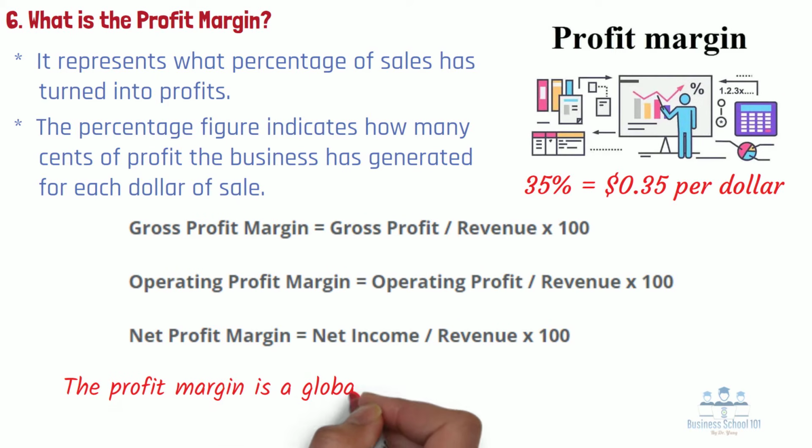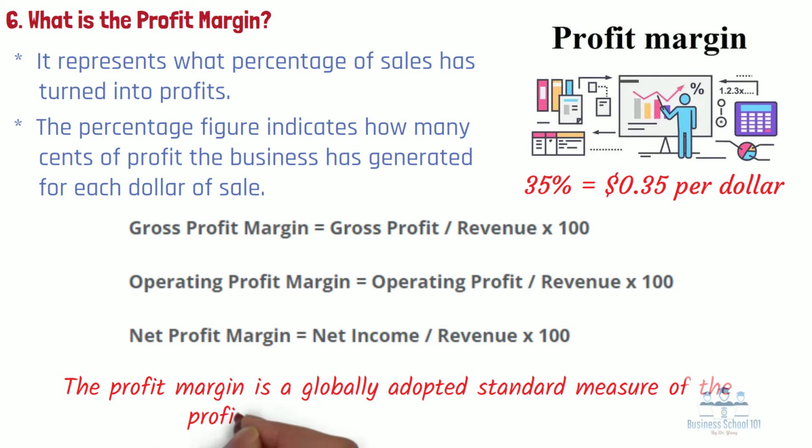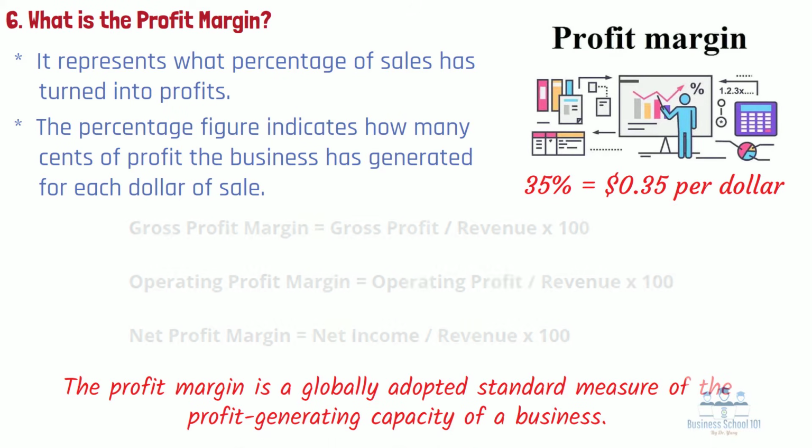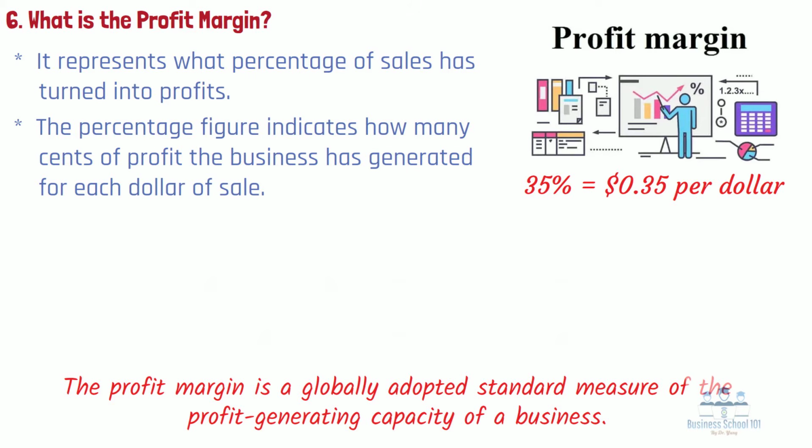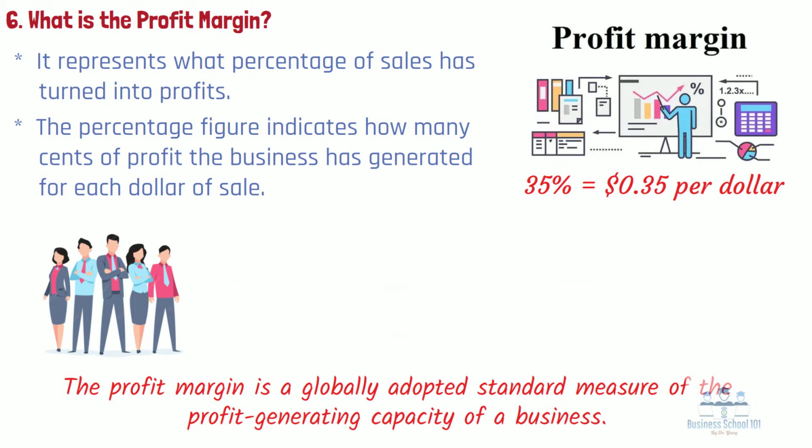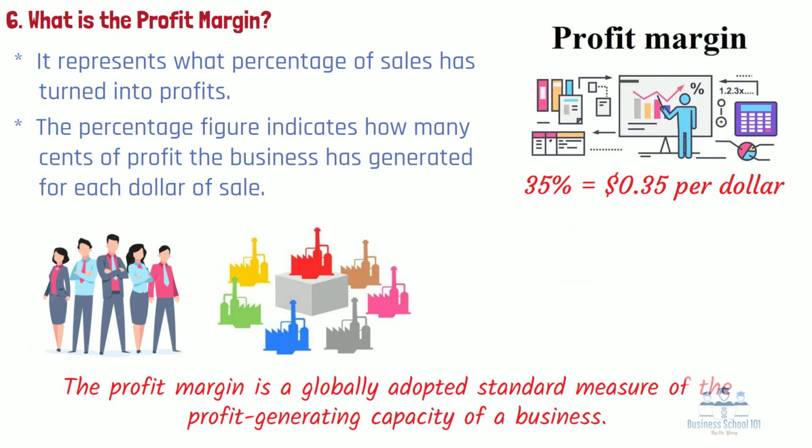The profit margin is a globally adopted standard measure of the profit-generating capacity of a business. Different business participants can use it in various ways. For example, first, business owners, company management, and external consultants can analyze profit margins internally for addressing operational issues and to study seasonal patterns and corporate performance during different timeframes. Second, large companies operating multiple business divisions, product lines, stores, or geographically spread out facilities may use profit margins for assessing the performance of each unit and comparing it against one another.